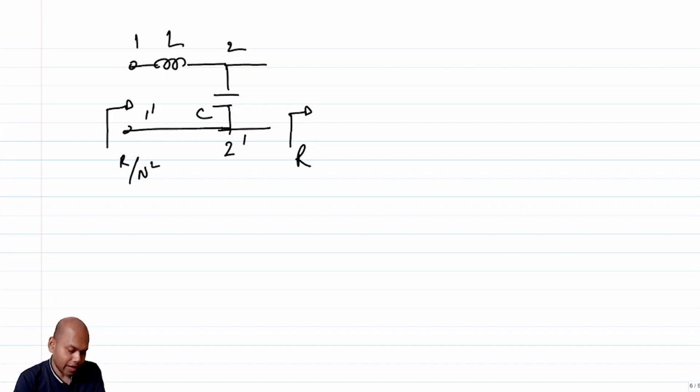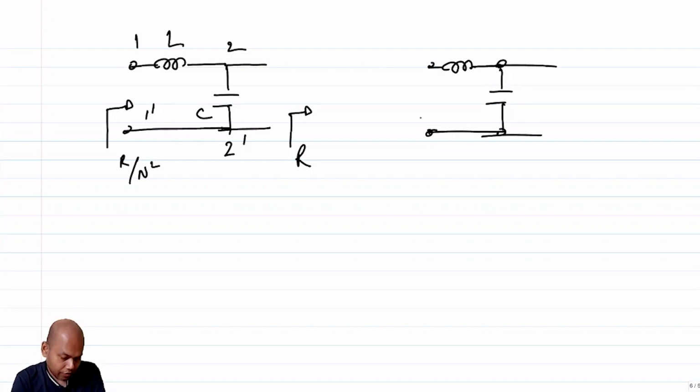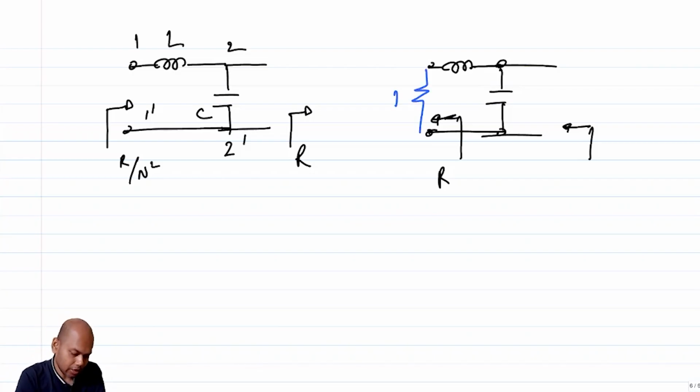But let's say I use the same network and say that if the resistance looking here is some R, what will be the resistance looking here? In other words, assume the resistance R is connected here. I call this 1 prime, and this is 2 prime. So what will be the resistance looking into 2 prime?